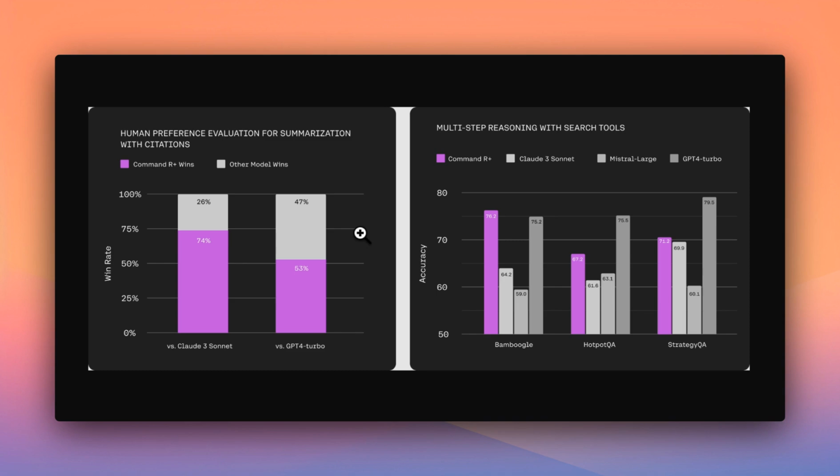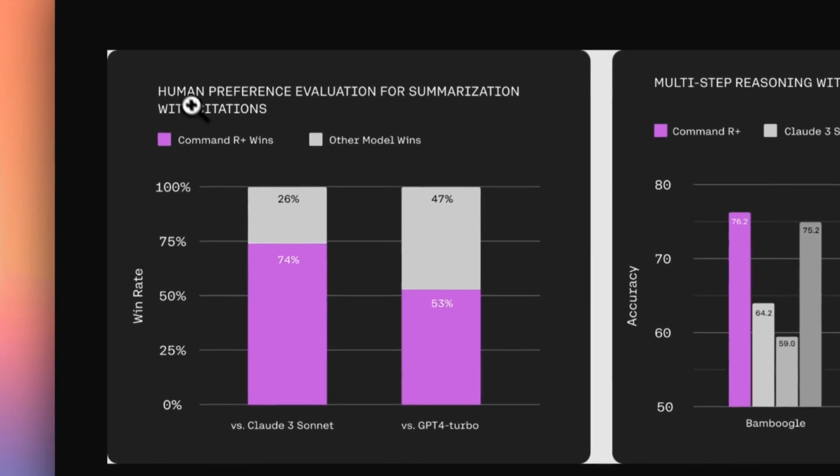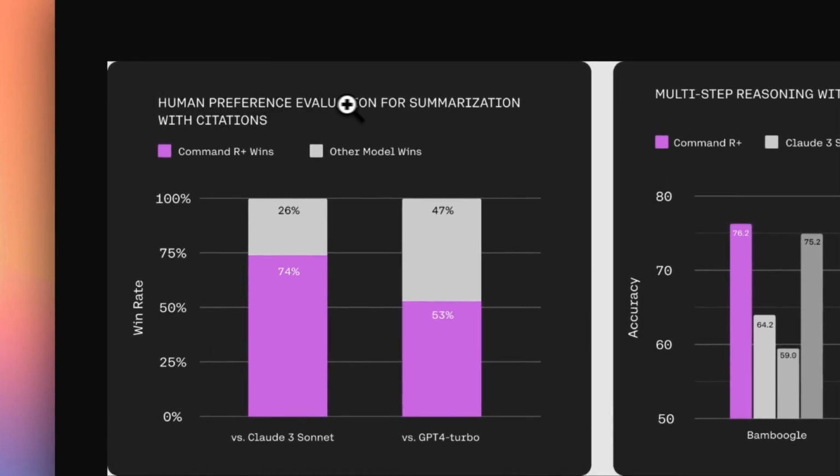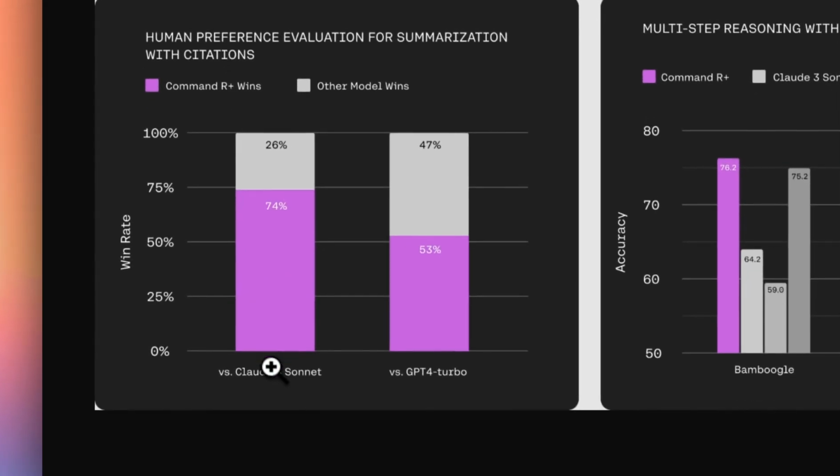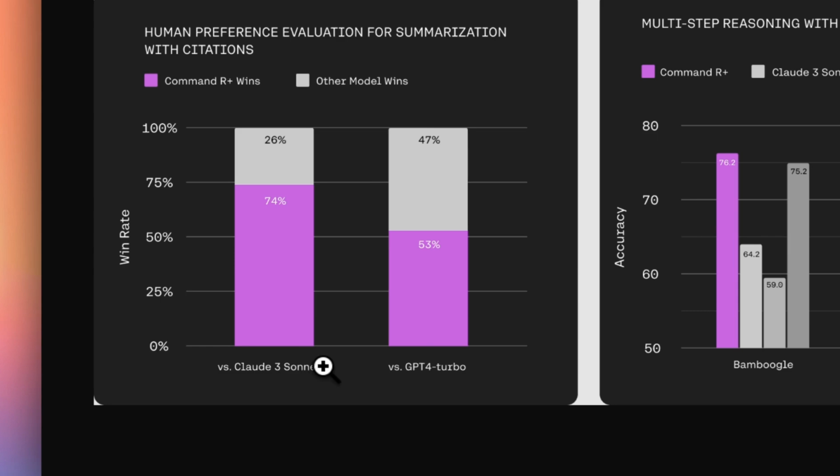Based on their internal evaluations, their results are also pretty impressive. So here, they are providing human preference evaluation for summarization with citation, and they compared it with Sonnet, which is the Claude 3 medium version. And people tend to like this model 74 times compared to Sonnet, which is only 26 times. And it does pretty good when compared to GPT-4 as well.